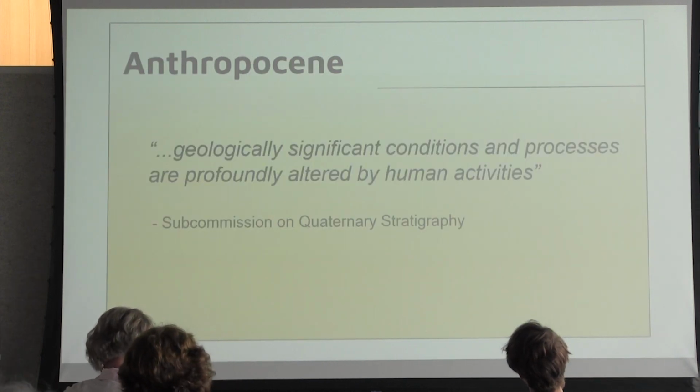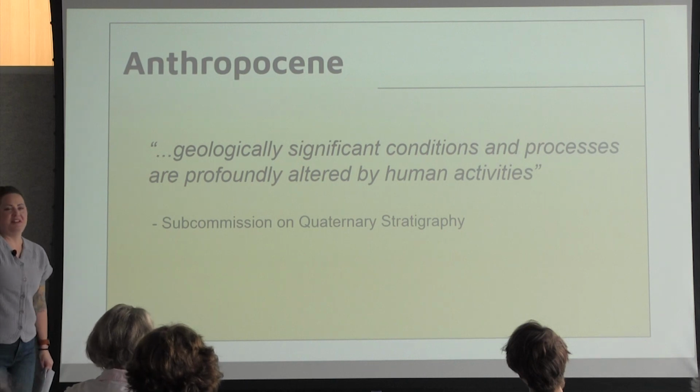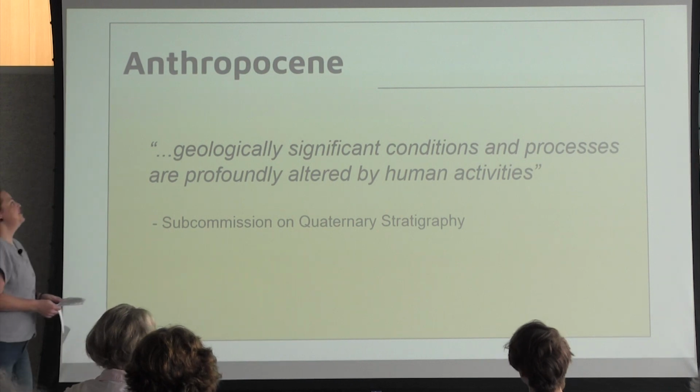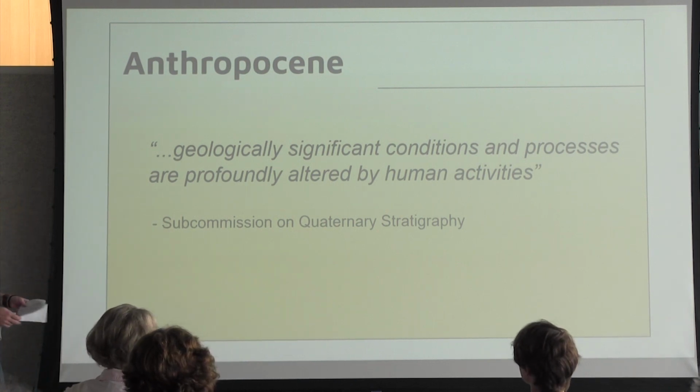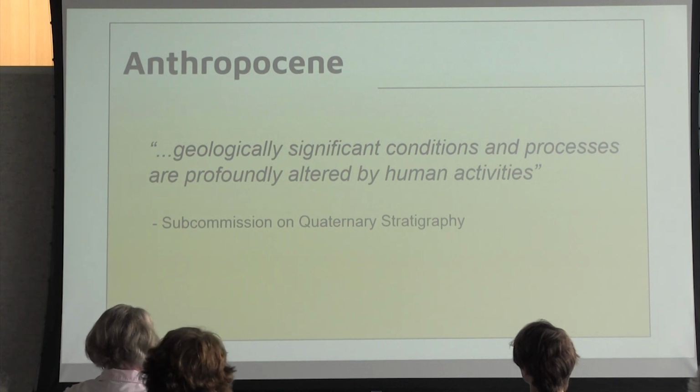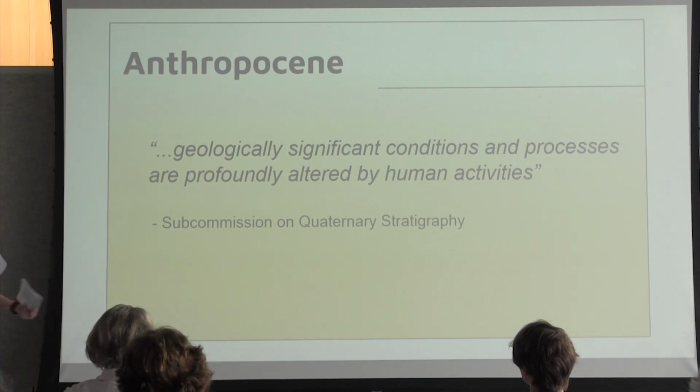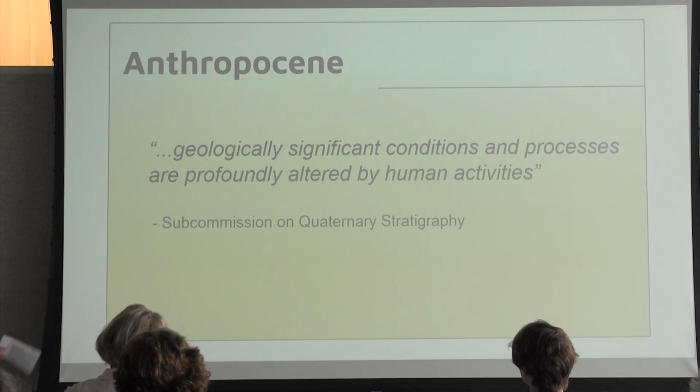Now this has caused a lot of people to want to give this period of time a name, and we've come up with the Anthropocene. Geologically significant conditions and processes that are profoundly altered by human activities, right? Well, we are having trouble with what to do with this word. It's a great word. I mean, humans love to name and categorize things, so why wouldn't we name an entire geologic time era after ourselves? But we can't decide what to do with it.